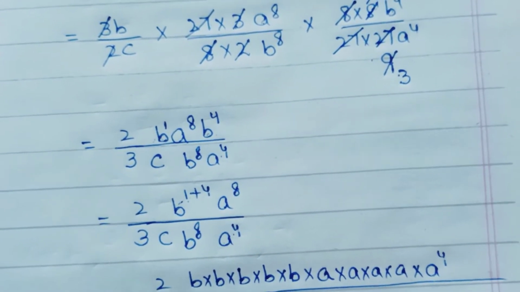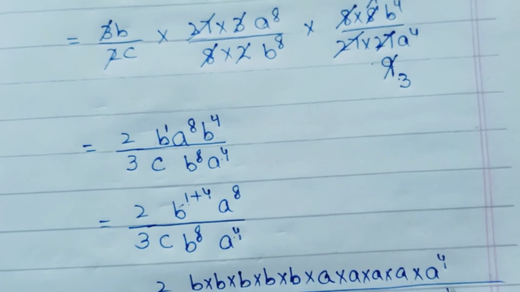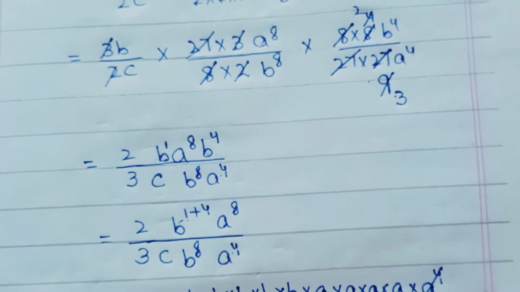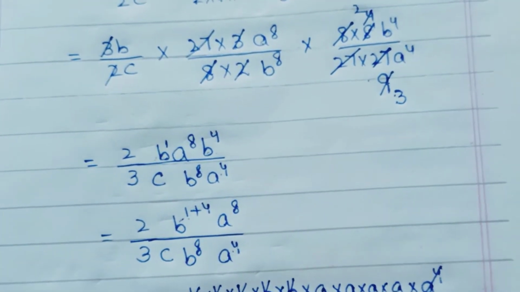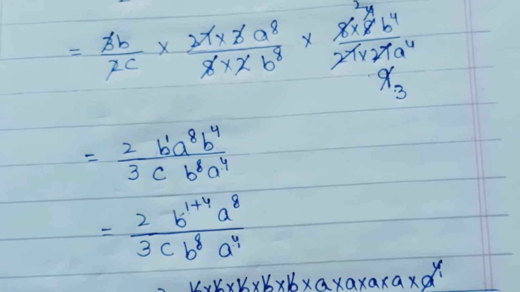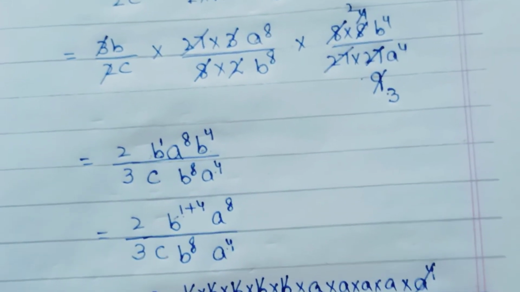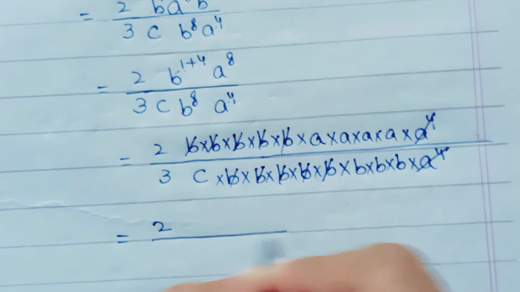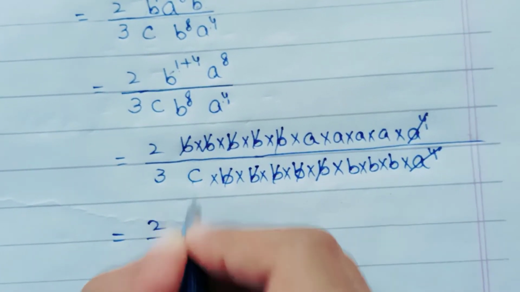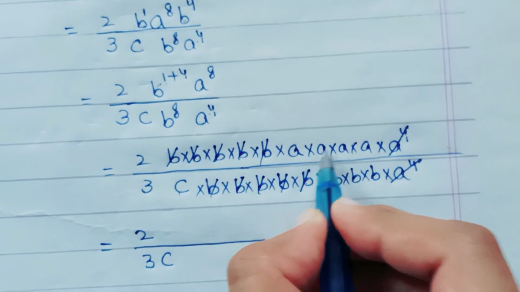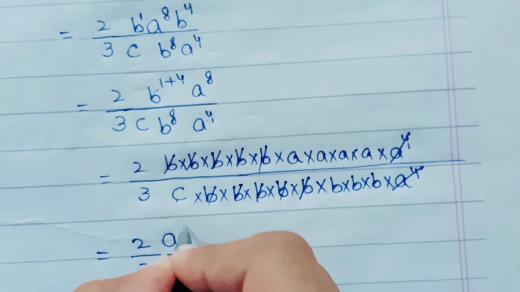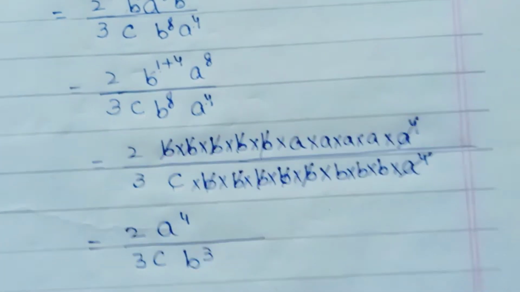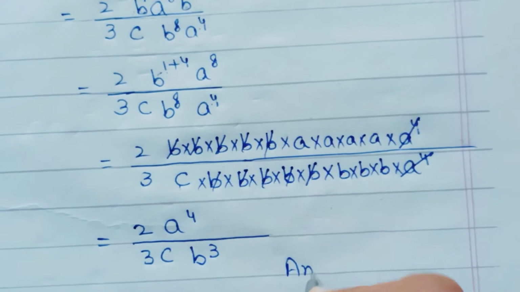Then b multiplied by b multiplied by b multiplied by a⁴. So a⁴ will be cancelled with a⁴. 1 2 3 4 5 b's, 1 2 3 4 5 b's are cancelled. After this, 2/3, c is in denominator. 1 2 3 4, a⁴. 1 2 3, b³. It will be left. So this is my answer.